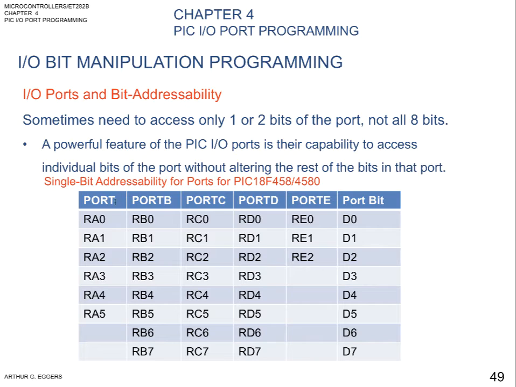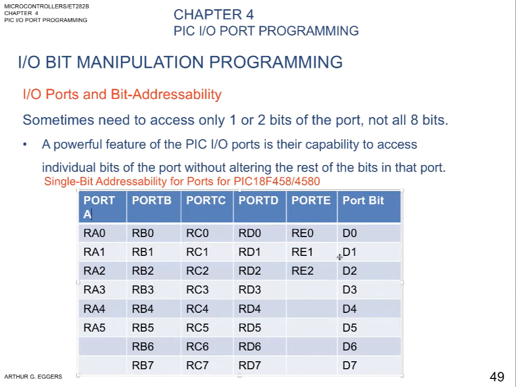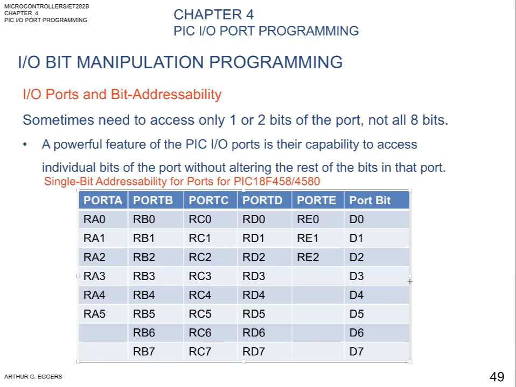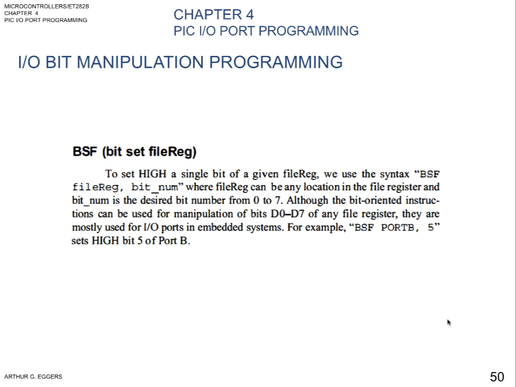So we've seen this before. The particular port, this should say port A. Let's put that in there. So at port A, you notice we've got 6 pins. Port B, we actually have 8 pins. Port C, 8, and port D, 8. And again, as we said earlier, port E, we had only 3. Okay, and port bits D0 through D7. So those become very important values to us.